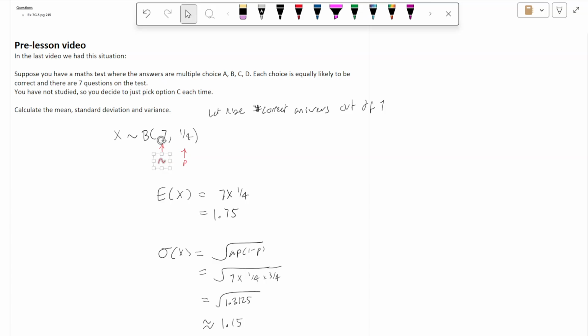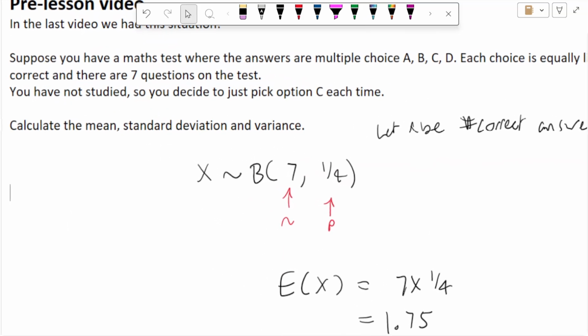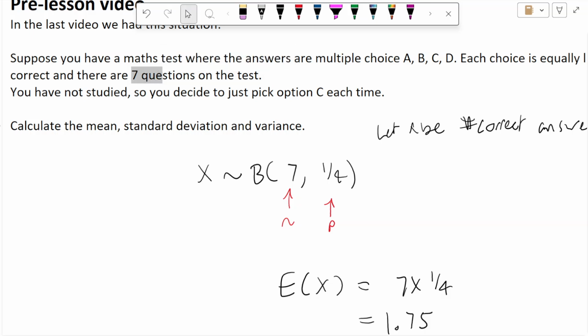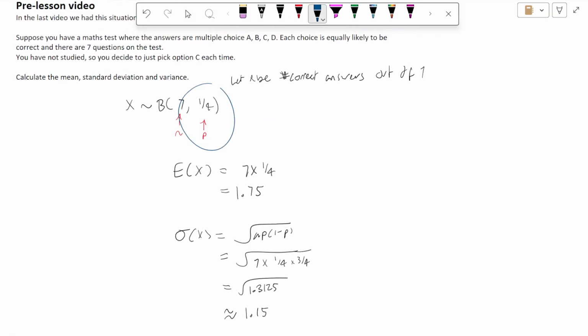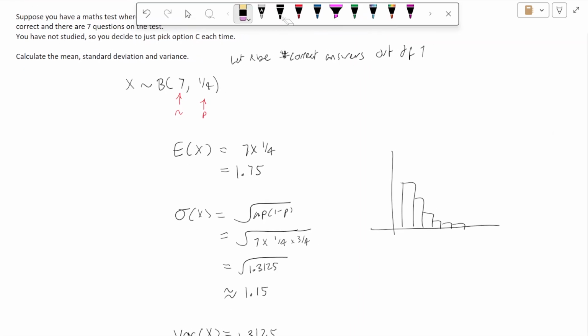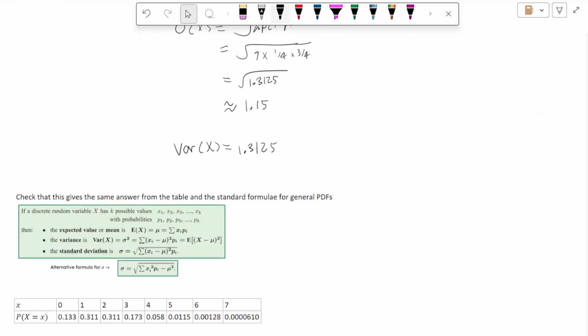Now, I do say you can use normals to approximate these, but probably not in this case, because 7 is quite a small number, so this distribution is still quite bumpy. Not to mention with the probability of 1/4, this distribution is not really symmetric. It's really big there and sort of goes out like that. But anyway, normals can sometimes be used.